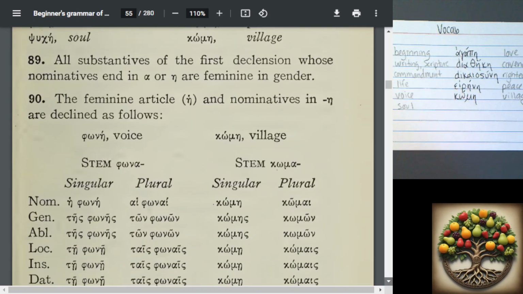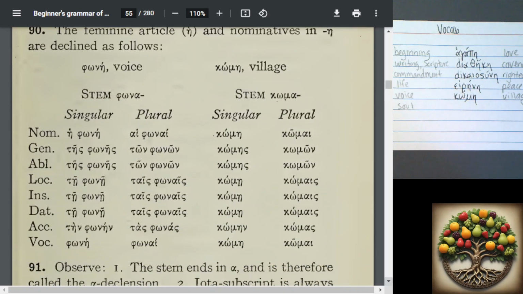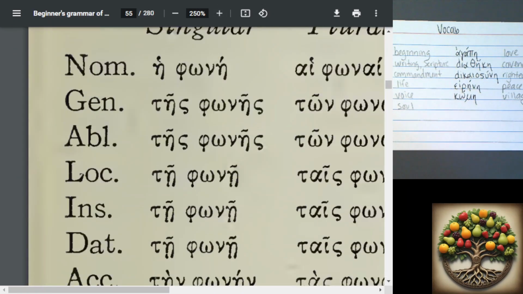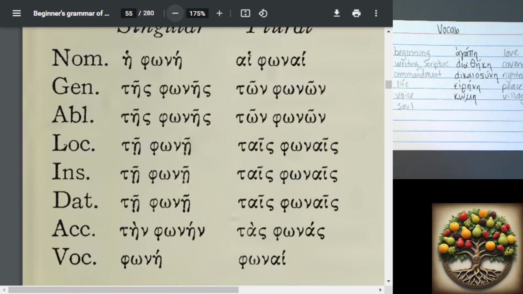They are declined as follows, and we have two words here. Phone, the accent is on the ultima, and in the example of come, we have our accent on the penult. Take note of the definite article in the locative, instrumental, and dative of the singular. You will see an iota subscript on those. Let me just zoom in. There's that iota subscript.